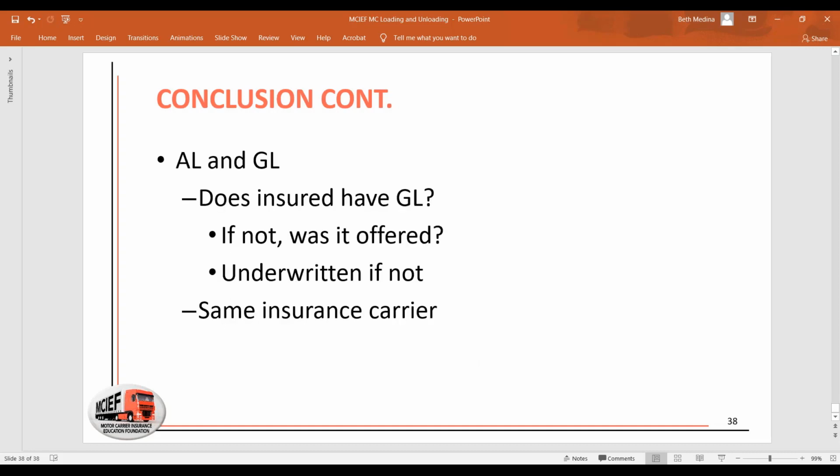Auto and general liability. Does the insured have general liability? If not, was it offered? Unwritten, if it's not, there's more exposure. You want to try to keep it with the same insurance carrier. And so that's the summarization here. We hope you get something out of this program to better understand the coverage provided to a motor carrier, cargo, general liability, auto liability, and how they work together when your insured is involved in loading and unloading the trailers that they're hauling property of others on.